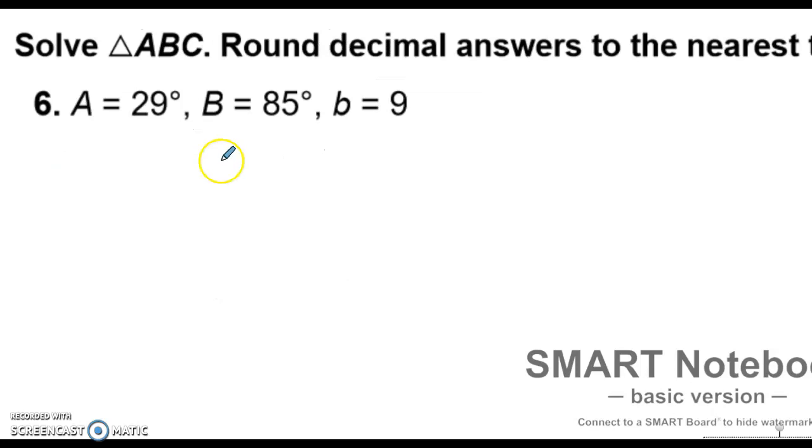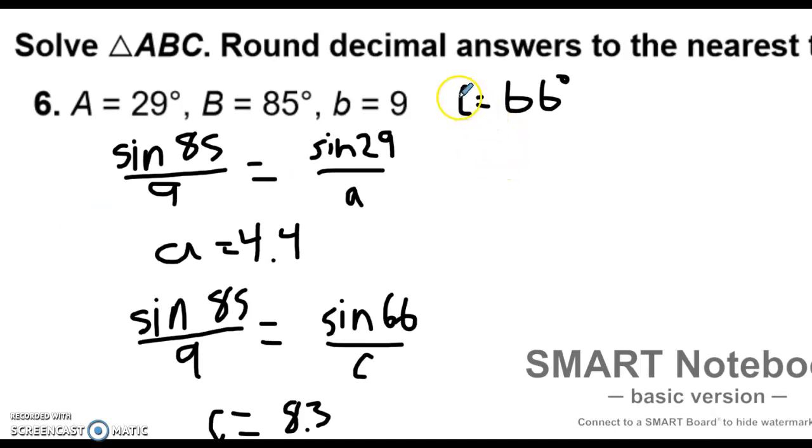And moving on. Next one in your notes says solve ABC, round answers to the nearest tenth. Again, I know A and B, so I'm going to find C first. 180 minus 29 minus 85 is 66. Then I know angle B and side B, so that's the ratio I'm going to set up. Sine of 85 over 9 is equal to, let's find A first, sine of 29 over A. Here's my unknown. 9 times sine of 29, find an answer, divide it by sine of 85. A is equal to 4.4, rounded to the nearest tenth.